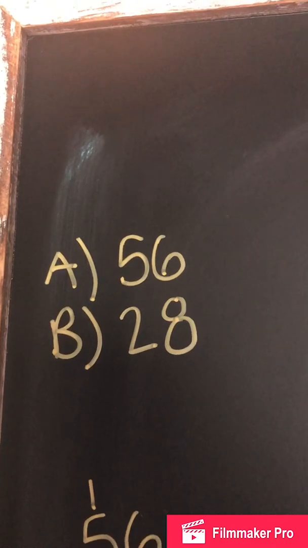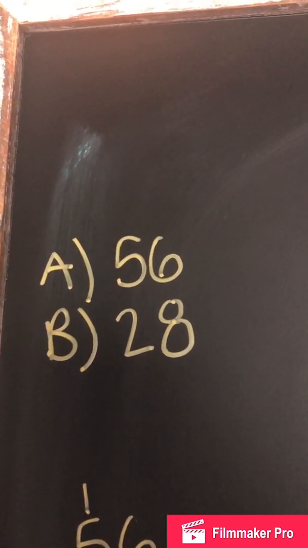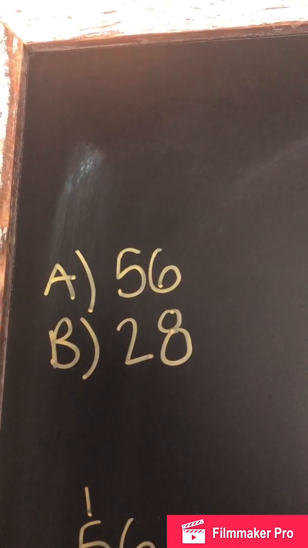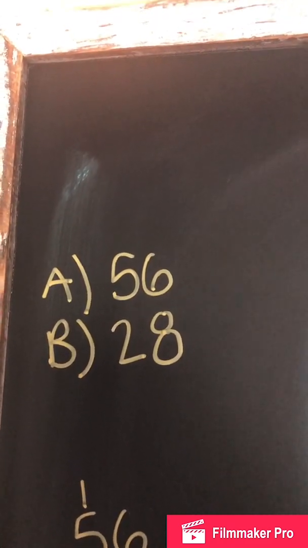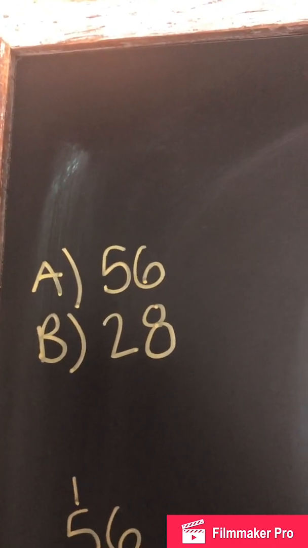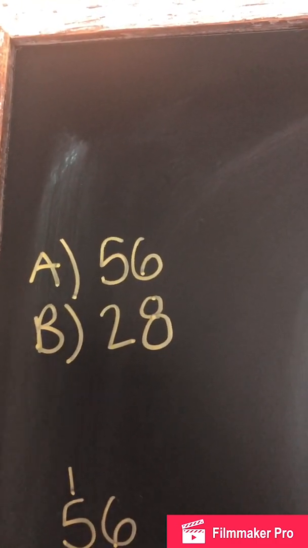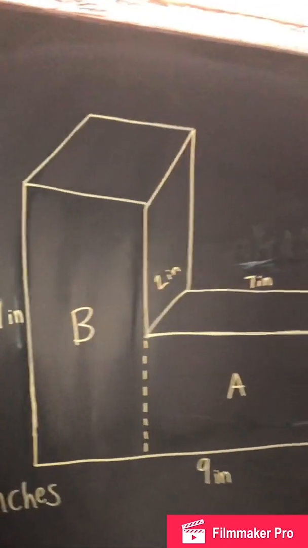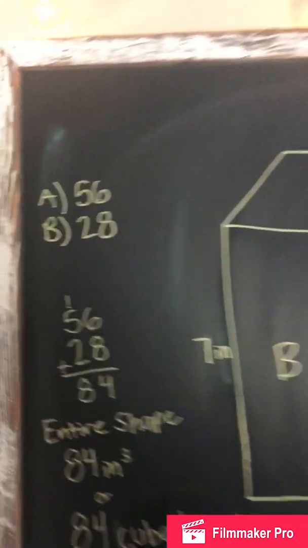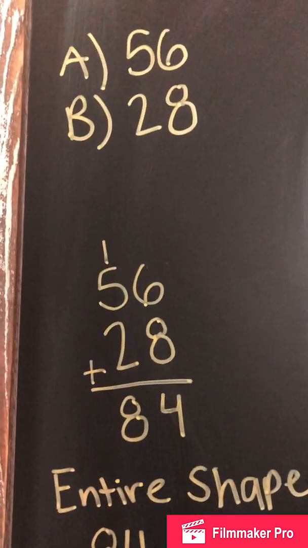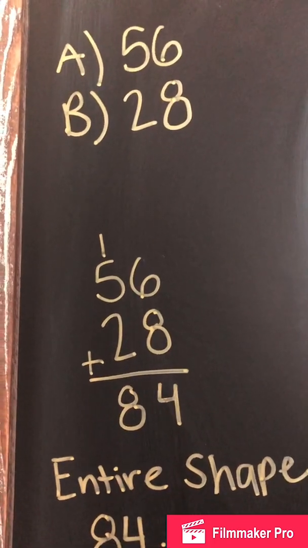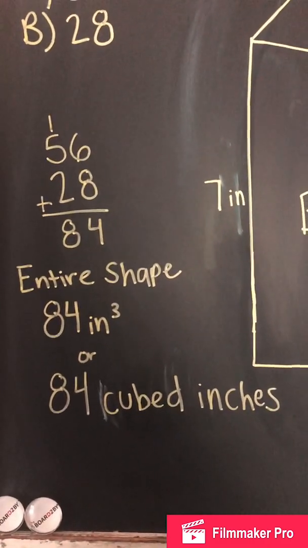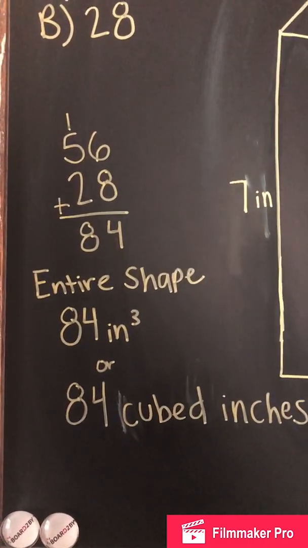So we found that our volume for rectangular prism A was 56. Our volume for rectangular prism B was 28. That's not our complete answer. We have to add them together so that we know what the entire volume is for the entire shape. Not just A and not just B, but the entire shape. So we add those two volumes together. 56 plus 28 equals 84. That's our volume for the entire shape. 84 inches cubed.